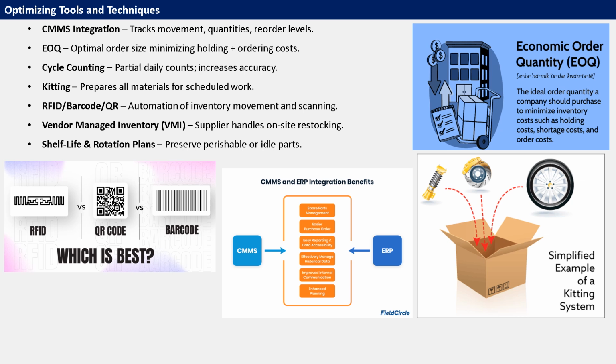In addition, items with limited shelf life, like chemicals or seals, should be tracked for expiration. Components that degrade over time in storage may require rotation, periodic lubrication, or shaft turning. Optimizing these areas ensures the storeroom is not only a cost center, but a value enabler for reliability.